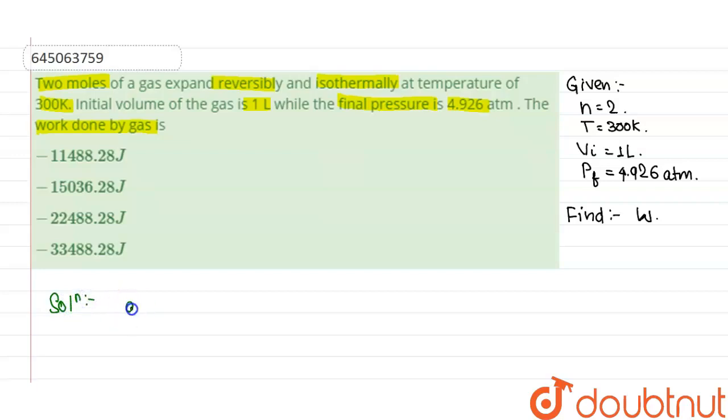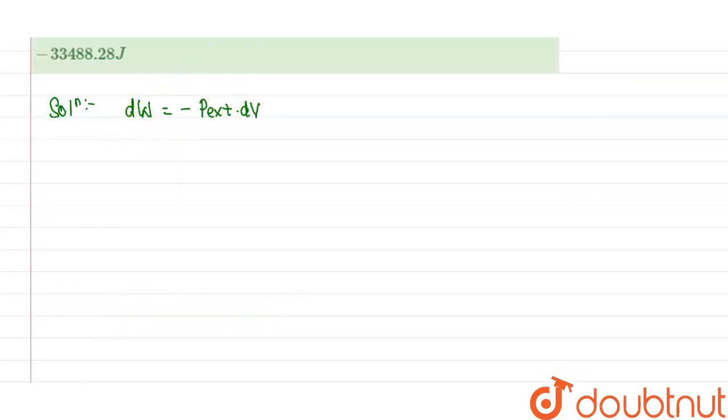So we know that work done, dW, is equal to minus P external dV. This is the formula for work done by the gas. Now we know that PV is equal to nRT, the ideal gas equation. If we take this at the initial state, PiVi is equal to nRT. We need to find the initial pressure, and we know the initial volume, that is 1 liter. So Pi is equal to nRT.